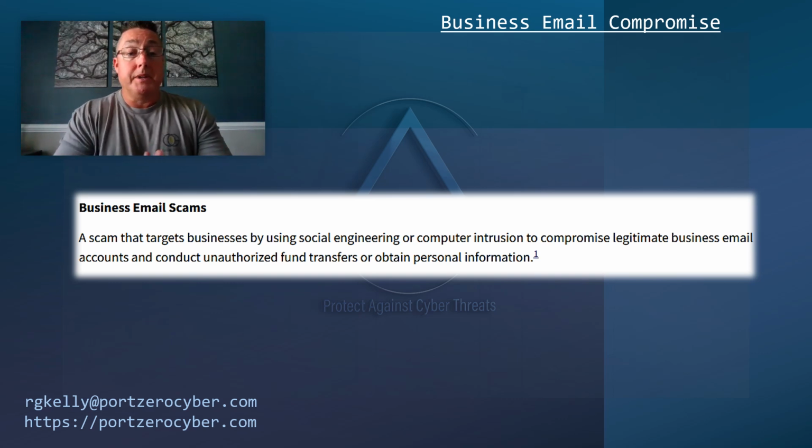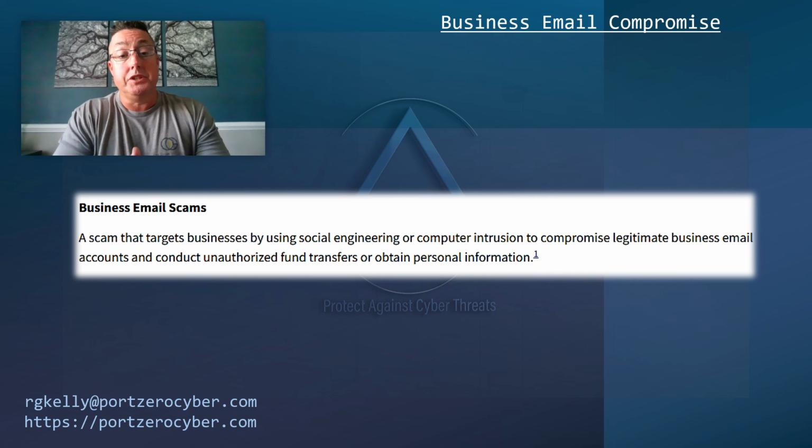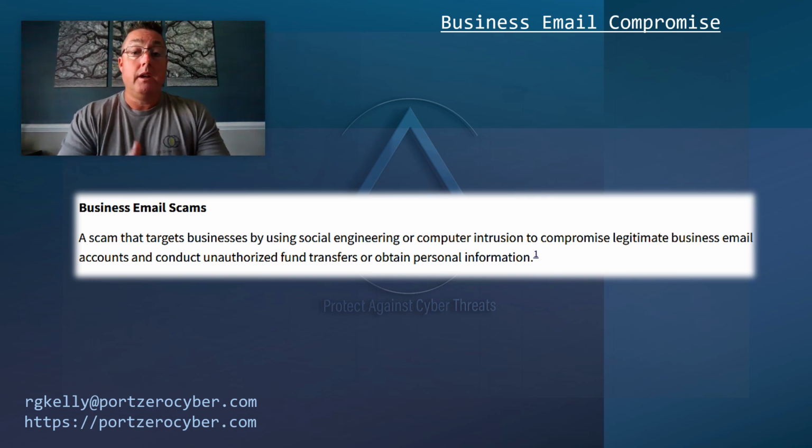A scam that targets businesses by using social engineering or computer intrusion to compromise legitimate business email accounts and conduct unauthorized fund transfers or obtain personal information.